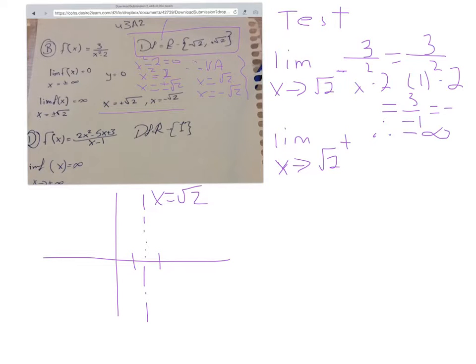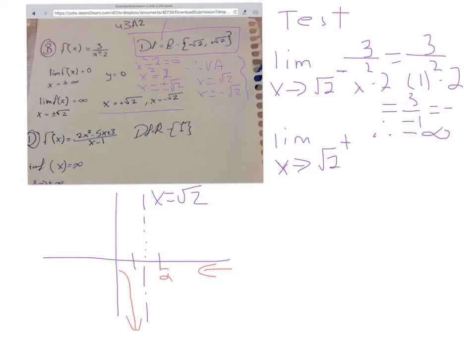As we approach this asymptote from the left, our graph is approaching negative infinity, which means that it's going to look like that. So if we do the same thing for approaching from the right, a value that we would pass through just before we get to root 2, coming from the direction from the right, would be positive 2.